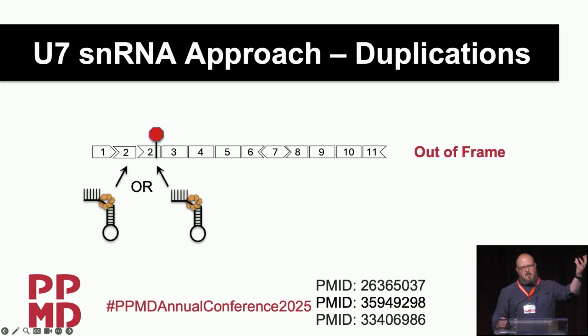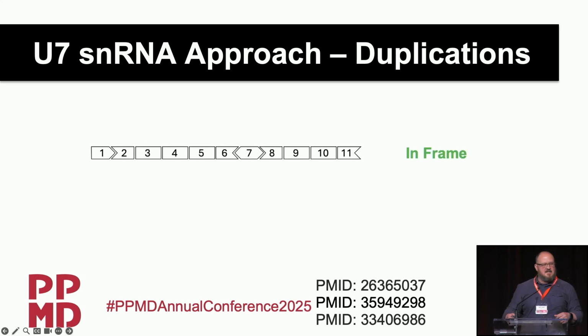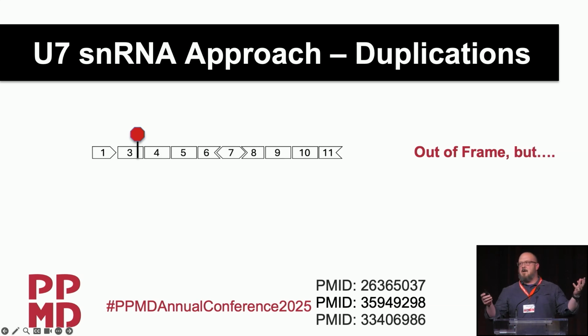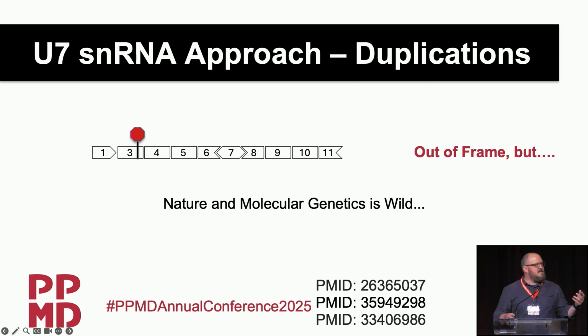It's sometimes one will bind to one of the exons, and then sometimes one will bind to the other exon too. And if that happens, only one of them will be removed, and that's a great outcome because it will throw it back in frame, and you'll have a wild-type transcript giving you wild-type dystrophin protein. If both bind, so both the exons are bound by U7 snRNA, they will both be removed, and now you're out of frame. But nature in molecular genetics is wild, right?